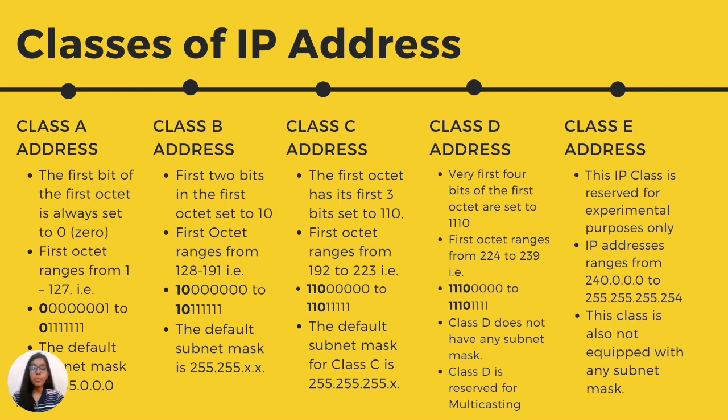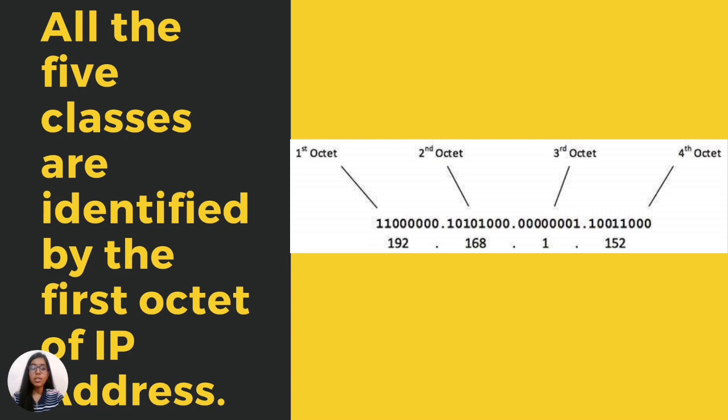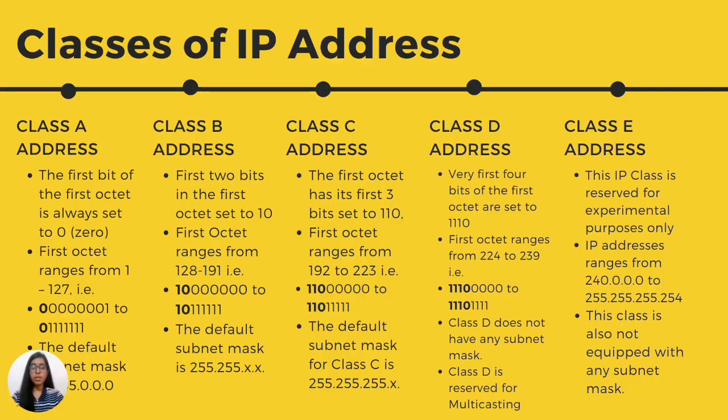Similarly, for class C addresses, we have the first 3 bits of the first octet set to 110, which covers a range from 192, where class B ends, to 223. As you can see in this example, the first octet is 192 and in the binary version, the first 3 bits are 110. So this IPv4 address belongs to class C. The default subnet mask for class C is 255.255.255 with the last octet 0.